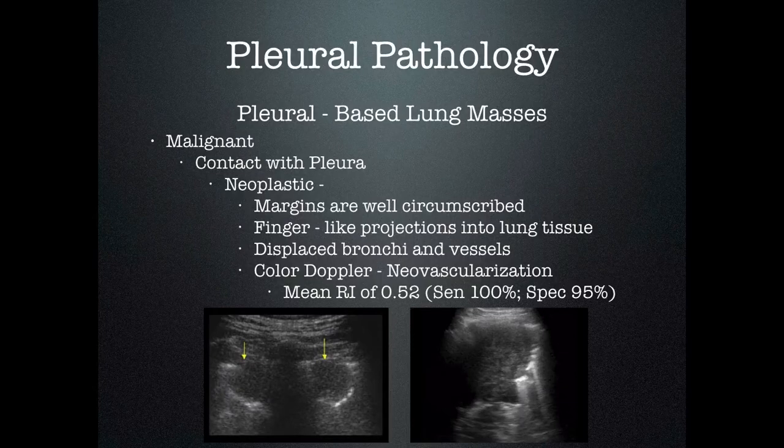But some things that help you know that it's neoplastic are that the margins are well circumscribed, as we see on the image on the left. If you see any kind of extension or finger-like projections into the lung tissue, then you know that it's an invasive cancer. If you see displacement of the bronchi or the vessels inside the mass, that is also very concerning for neoplasm. And if you use color Doppler, you can see neovascularization.